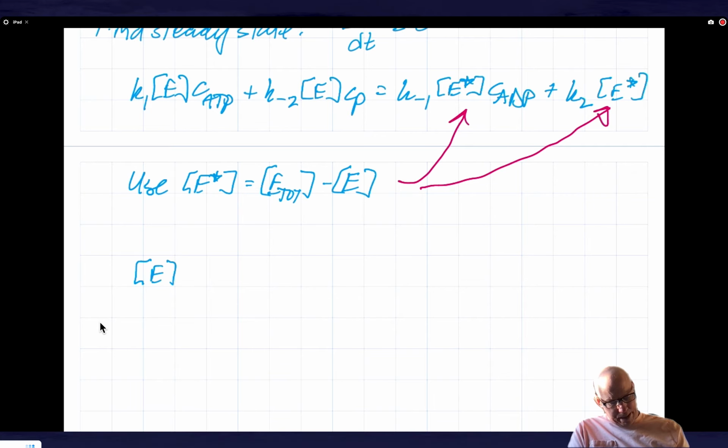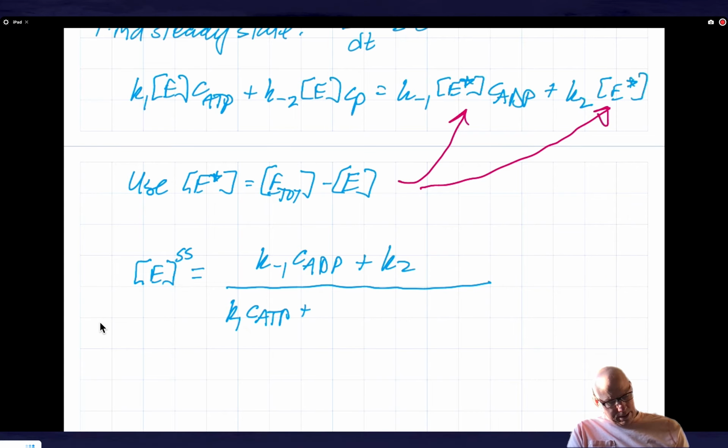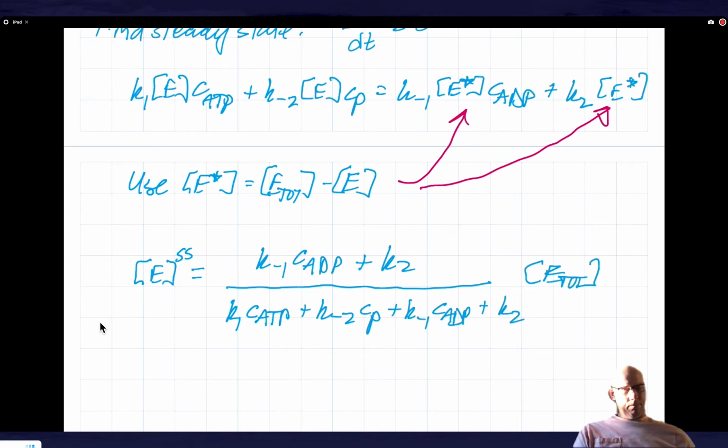I'm just going to write it down by inspection. I'm left with E steady state is equal to K minus 1 C ADP plus K2, and then divided by what really amounts to something like a partition function. So I have K1 C ATP plus K minus 2 CP plus K minus 1 C ADP plus K2, and this is all multiplied by E tot. So that's the steady state value of E.